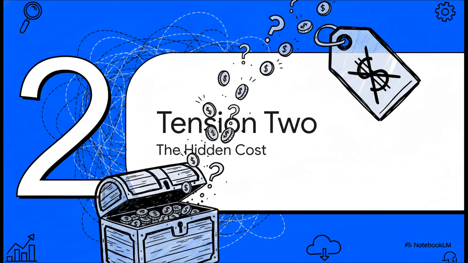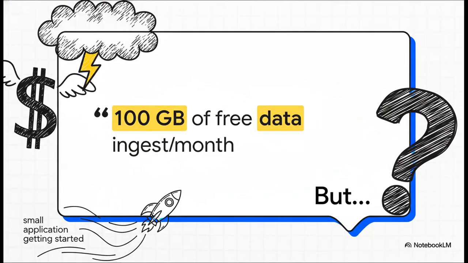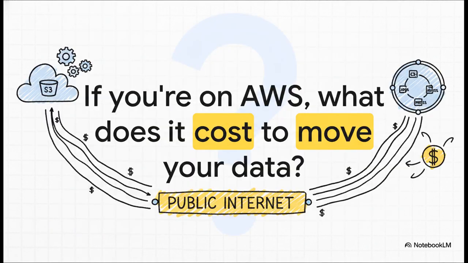The hidden costs that you're not going to see on the main pricing page. Now, on the surface, New Relic's offer looks incredible. 100 gigabytes of data for free every single month? That's a fantastic starting point for any small app. It really sounds like you can get started for zero cost. But there's a catch. And here's the catch.